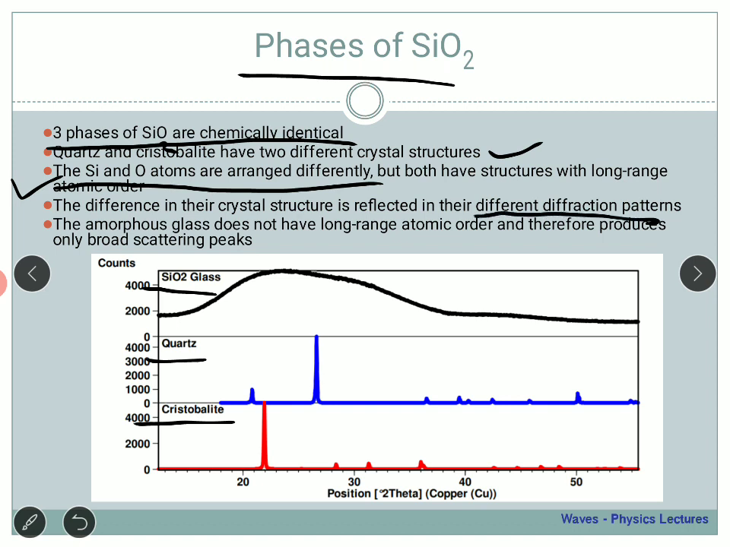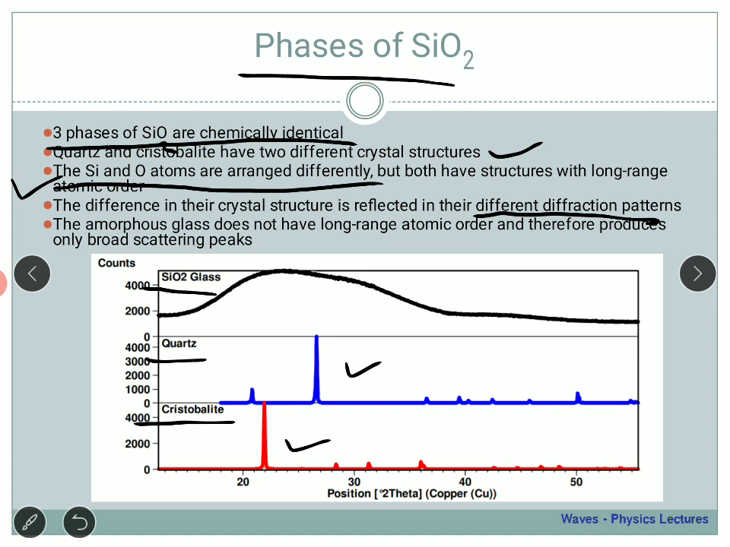So if someone asks, how do you identify the phase? If you have silicon dioxide and you want to identify the phase, if you get something like this, you say that the phase is quartz, and if you get something like this, you say the phase is nothing but cristobalite. But there is also a possibility that there is a mix of both of them.